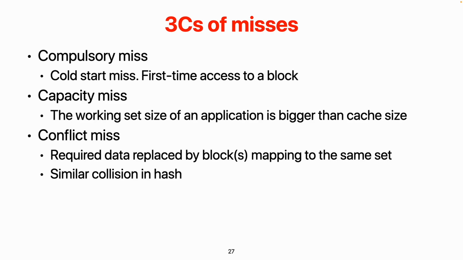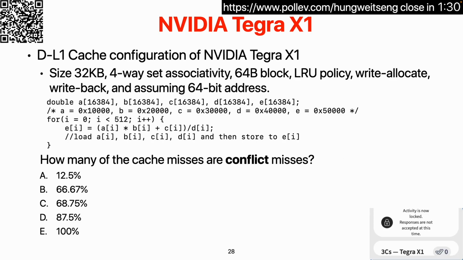So these are the 3 types of misses. And right now, I want you to check for the Tegra X1. Why are we having so many misses?